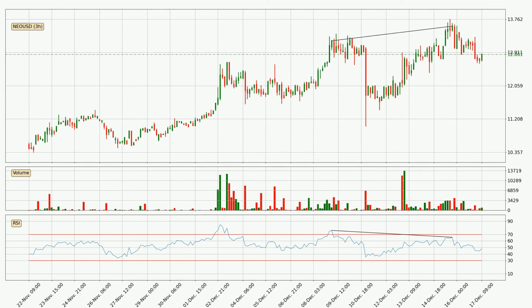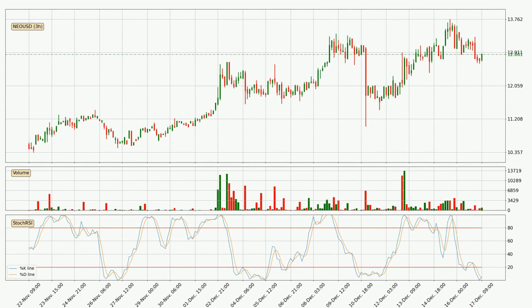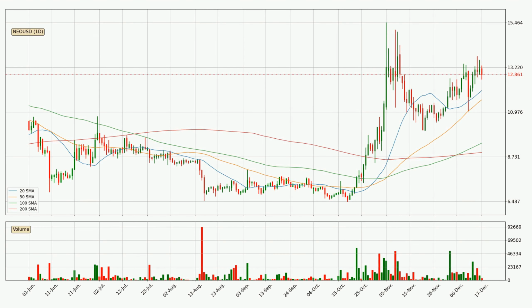Looking at the 3-hourly stochastic RSI, both the %K and %D lines are in the lower region, which means that the price is getting oversold and soon a trend change or at least some kind of consolidation could be expected. The K line is currently above the D line, which shows that the trend has shifted to the upside.